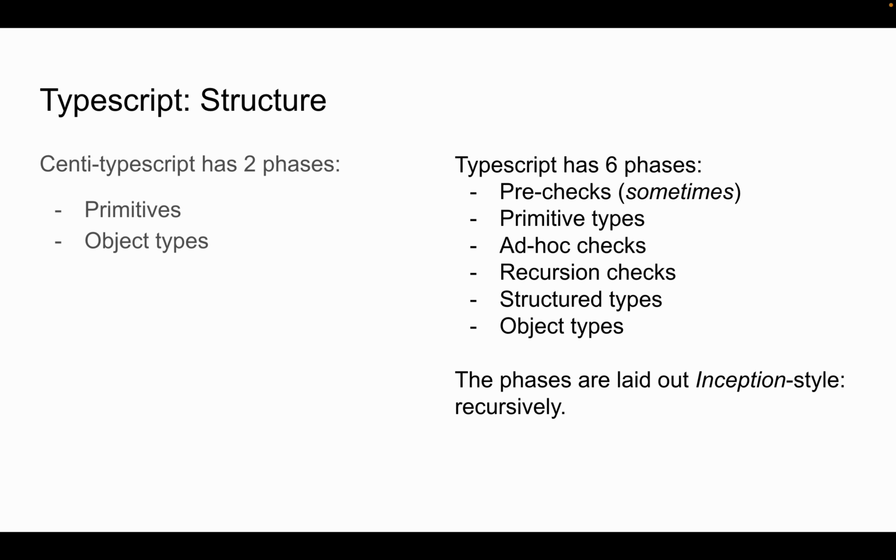The example I showed earlier had two phases. It had primitives, things like number and string, and it had object types, which are like functions and objects. And that was it. TypeScript has 6 phases, and I'll explain these later, but they are pre-checks sometimes, primitive types, ad hoc checks, recursion checks, structured types, and object types. These phases are laid out recursively, so one phase will run, and if it comes up with an answer, it will return, otherwise it will recur into the next phase. And then there's a recursion point sort of right about here where there may be a loop, and you may loop deeply into some recursive type.